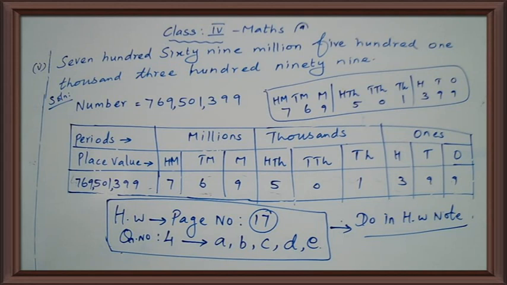So, in the fourth question, A, B, C, D, E. Okay, 5 sums are there. You do all the sums in your homework note. Okay, children? Page number 17, question number 4, mark the questions A, B, C, D, E, okay? Do all the sums in the homework note. Okay, children? Take a photo of your homework and send it to the WhatsApp number.